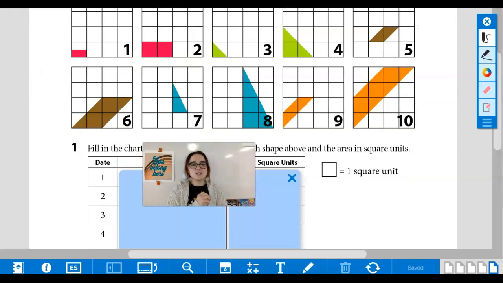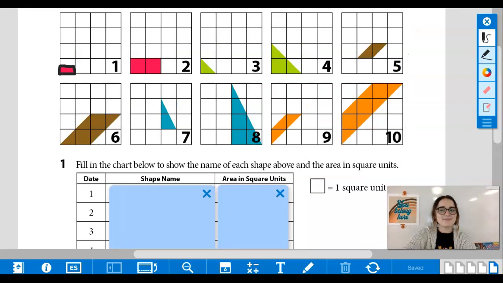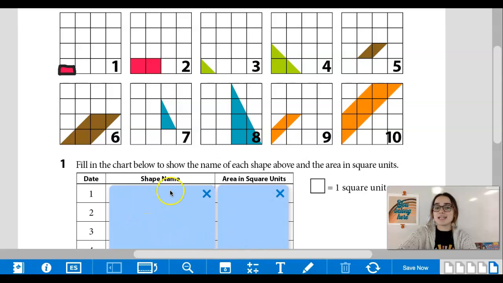All right, let's go back to our chart and let's start filling it out. Let's take a look at shape number 1. When it's talking about the shape, it's talking about the colored part on the grid. So if we look at this little pink shape, what shape do we think that is? If you were thinking a rectangle, you are absolutely correct. So you can put rectangle under the first shape name.